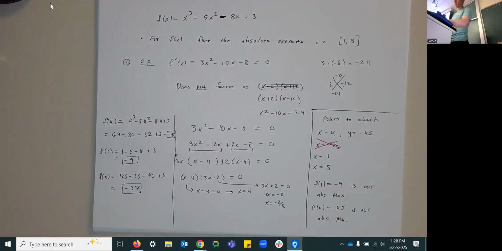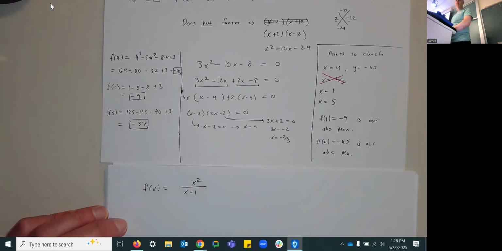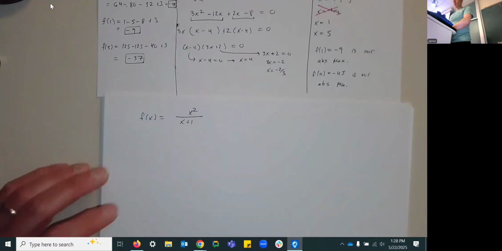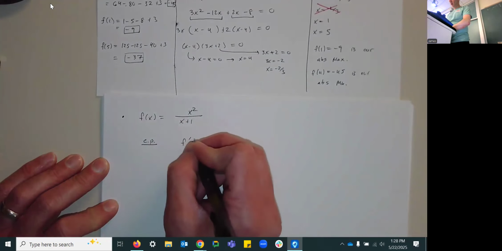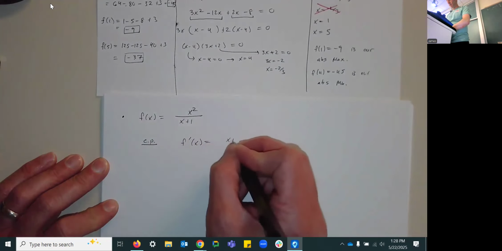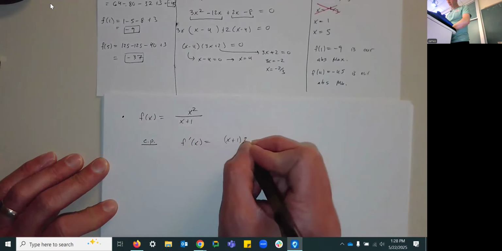So let's say we have this function here. F of x equal to, that's kind of gross, James. Let's pick something nicer. Let's say it was x squared over x plus 1. And I'm interested in finding the critical points. So f prime of x is going to be the bottom times the derivative of the top minus the top times the derivative of the bottom all over the bottom squared.